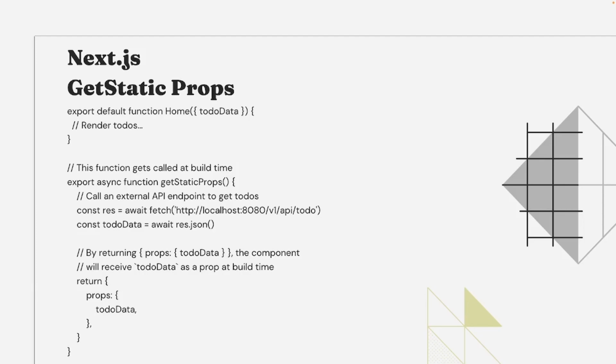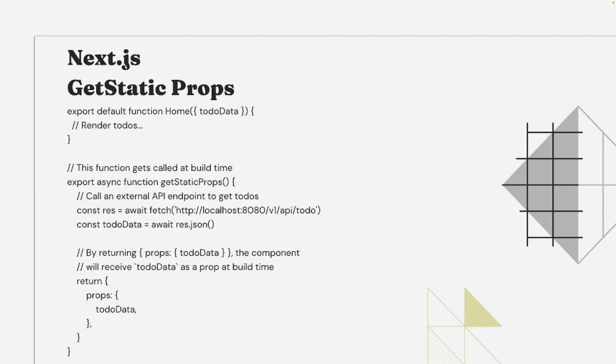And what we're going to do in this getStaticProps function is return that information that we just fetched as a prop, and that's going to make it retrievable in our function to be displayed when the screen renders.